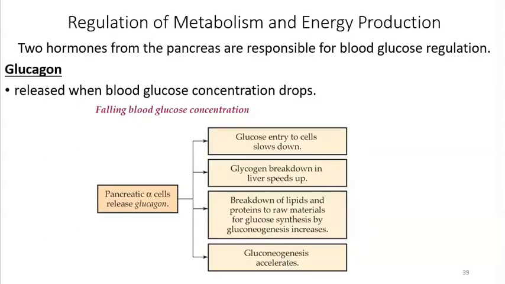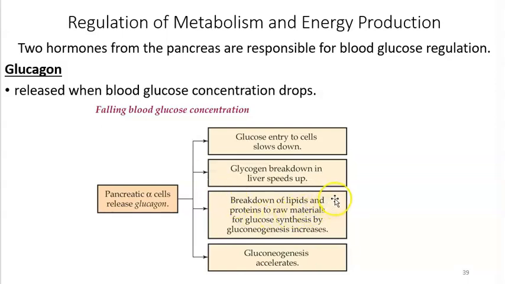The other hormone is glucagon, and the easy way to remember this is glucagon is turned on when glucose is gone. So it's released in the blood by the alpha cells of the pancreas. And so basically the opposite stuff happens as when insulin's there. Glucose entry into the cell slows down, glycogen breakdown in the liver speeds up. So those are the storage of sugar polymers, right? Glycogen is broken down and released into the blood, so we can increase that blood supply of glucose.